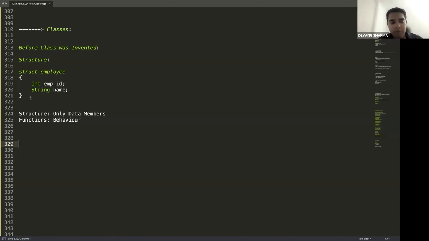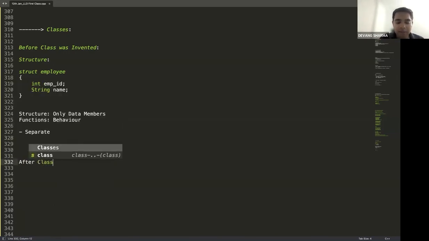What we were doing before was to keep all the data in something called a structure, which can contain different data types. So these were the data members, and then we used to have functions separately. I'll pass this structure, and in that structure, I will manipulate this value or that value, whatever I have to do. And that's how we were doing our job. They were separate in nature.